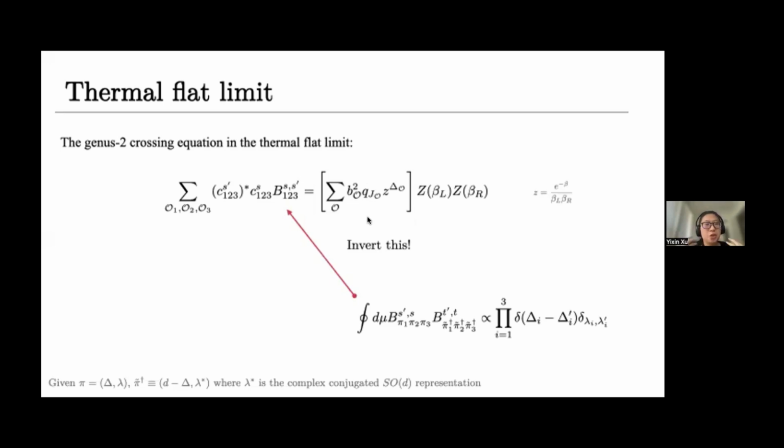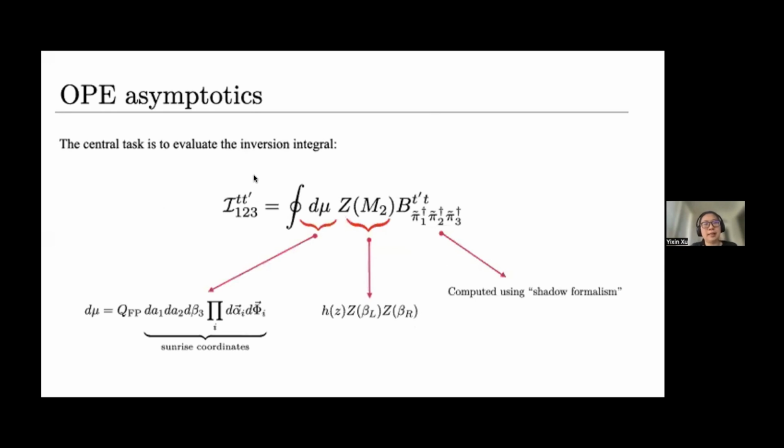It is known that the genus-2 blocks satisfy an orthogonality relation. So what we can do is use this orthogonality relation to invert this whole sum on the left and then extract the squared OPE coefficient, which brings us to the last section of my talk, which is to use the genus-2 crossing equation in the thermal flat limit to extract heavy OPE asymptotics. And of course, this is in relation to the thermal 1-point coefficients.